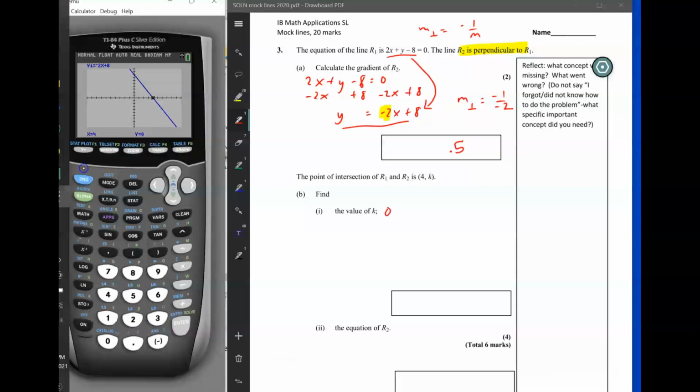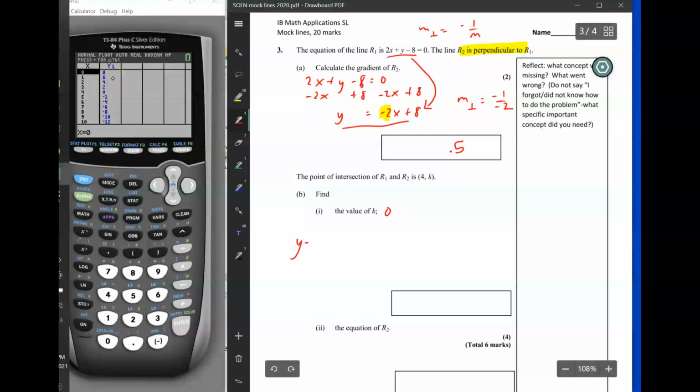We could also see that by doing second table and checking the x value of 4. We could see that the y value turns out to be 0. And last of all, if you want to do it without the calculator, you could just substitute the value of 4 into this equation. It would be -2 times 4, which is -8, plus 8 equals 0. So you could do it without the calculator too. At any rate, the value of k is 0. So the point where the two lines intersect turns out to be (4, 0), right?